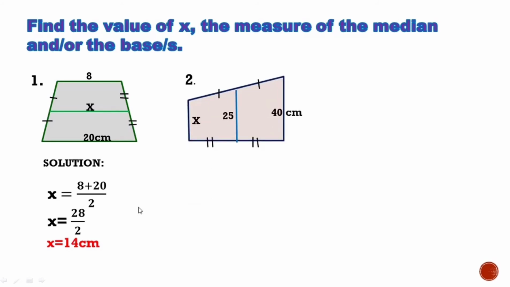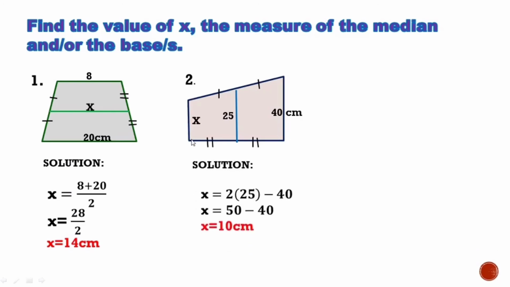Next, number 2. X this time is actually the length of one of the bases. So for our solution, we have x equals 2 times the length of the median minus the length of the other base. So x equals 2 times 25 minus 40. X is equal to 50 minus 40. Therefore, x is equal to 10 centimeters.